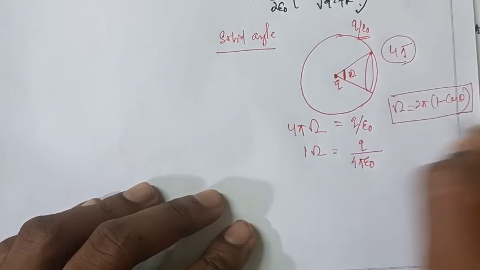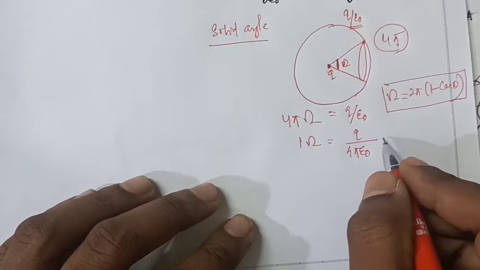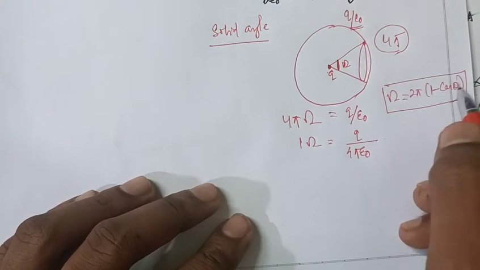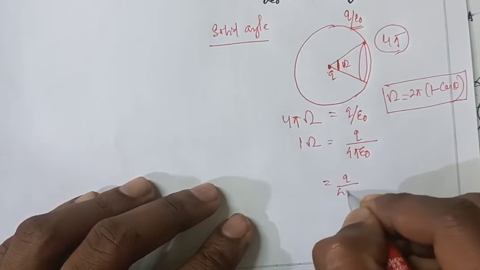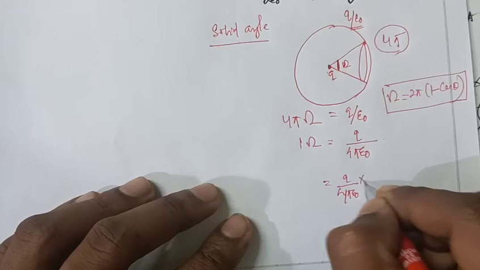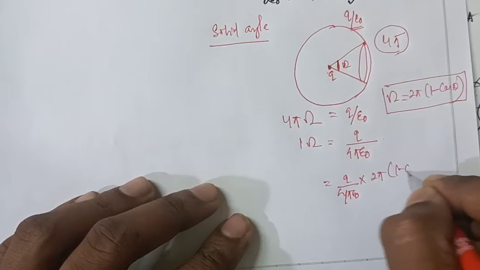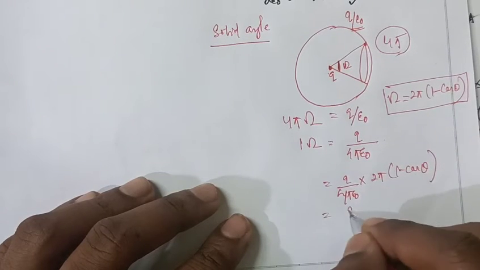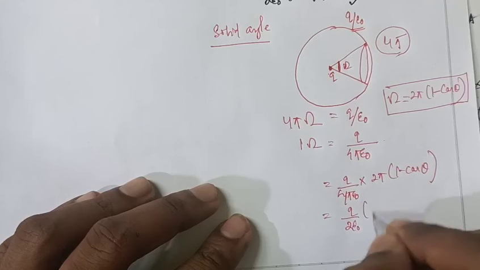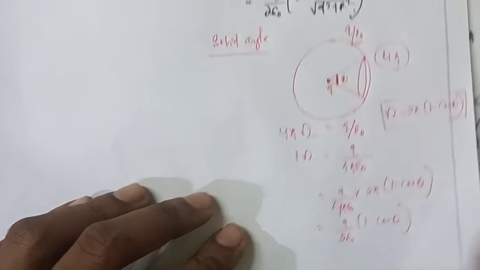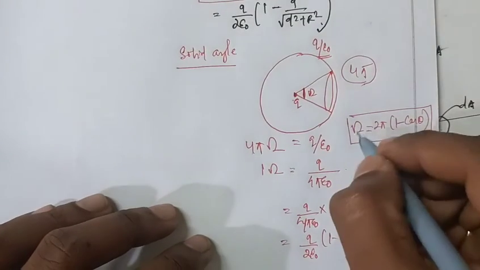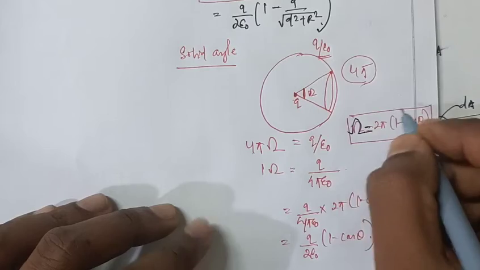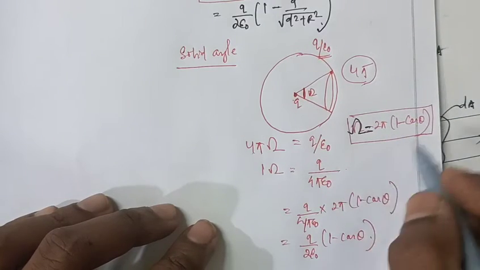Those who have studied it, this is useful for them. For one solid angle it is like this. For this solid angle, you can multiply 1 over 4 pi epsilon naught with 2 pi times 1 minus cos theta. So one can directly find the expression with 1 minus cos theta. A student must know the relation between the solid angle and the plane angle. Then this question can be easily solved.